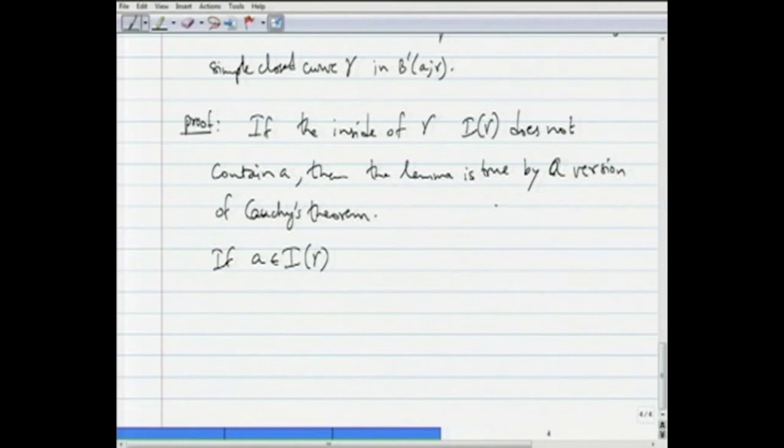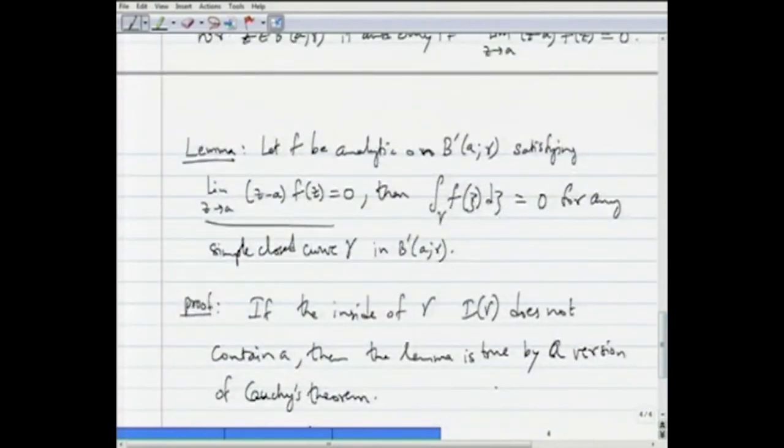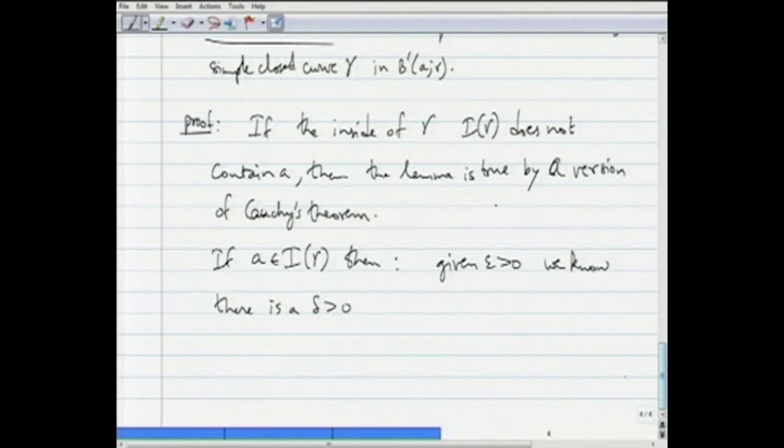If a is inside of gamma, then given epsilon greater than 0, we know there is a delta positive, because the said limit of (z minus a) f(z) exists and is equal to 0. Given epsilon greater than 0, there is a delta greater than 0 such that modulus of z minus a times modulus of f(z) is strictly less than epsilon by 2 pi. We need this adjustment factor. This is true whenever z belongs to a ball of radius delta around a.